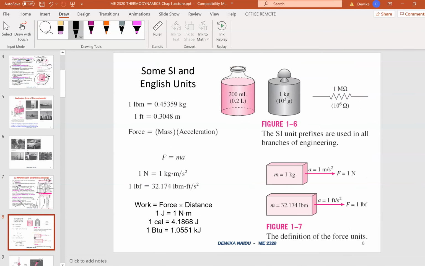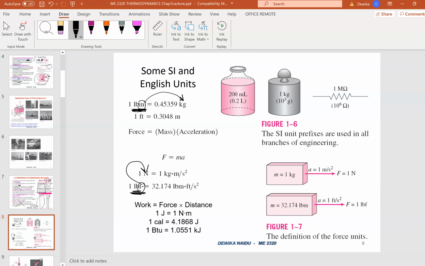Now, this is some of the English and SI units. Since we are not covering English units, I will just explain the difference, because sometimes you can get confused. Can you see this LBM? This is pound mass, which is equivalent to your SI unit kilogram, whereas LBF, the one with the F, is equivalent to your Newton. This is pound force, this is pound mass.